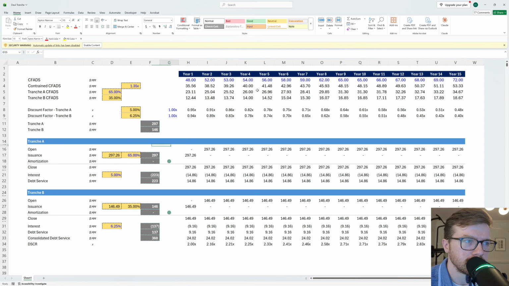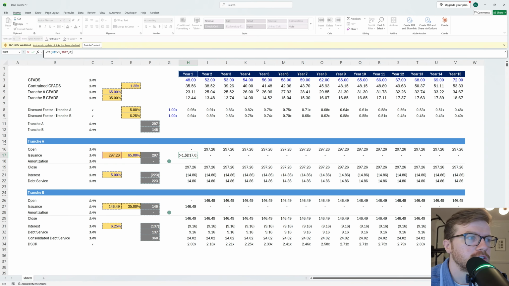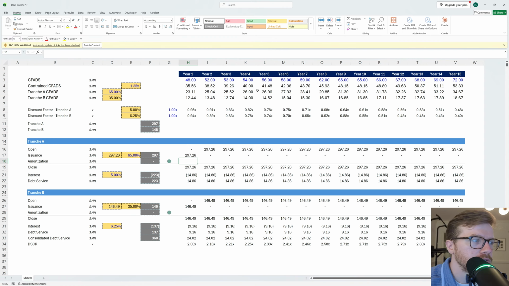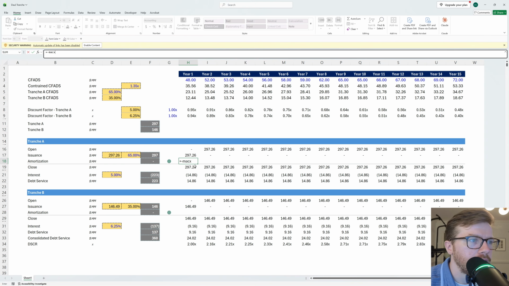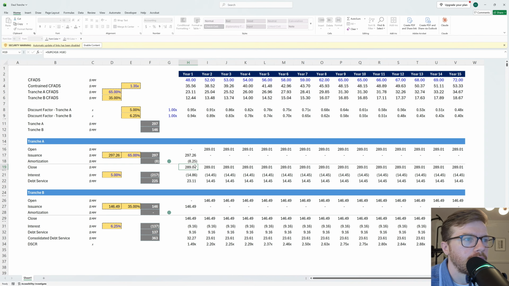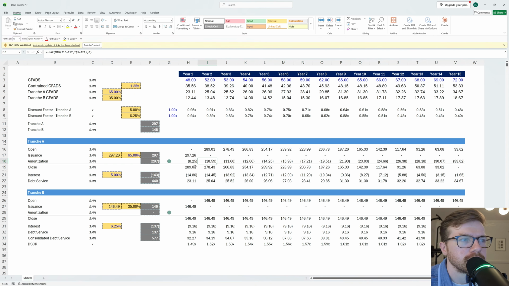Your issuance is pretty straightforward. Whenever your financial close is times your debt quantum. And then you're going to get down to amortization for each of the tranches. So we're just going to do a negative max of min, your opening balance plus your issuance, your constrained CFADS applicable to the tranche plus your interest, and a max of 0. So that's going to be your amortization per tranche.